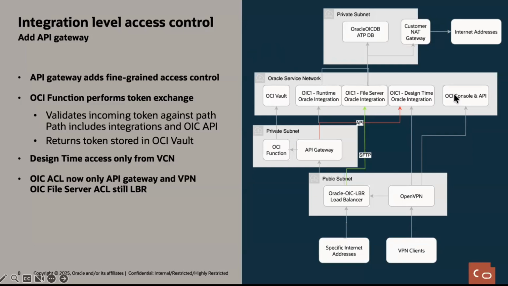We continue to send the design time traffic through the OpenVPN. So in this case, we modify the access control lists for the runtime and design time so that instead of the load balancer, they're now only accepting traffic from the API gateway.